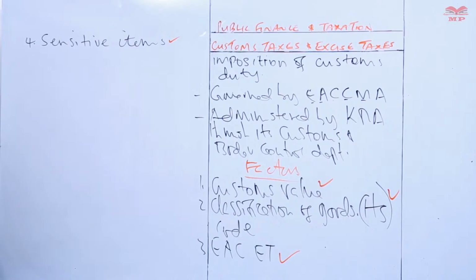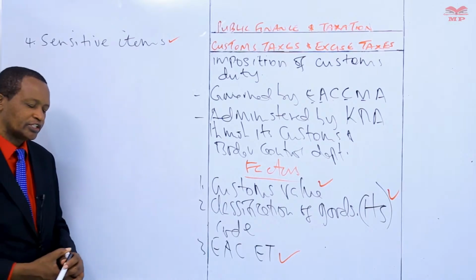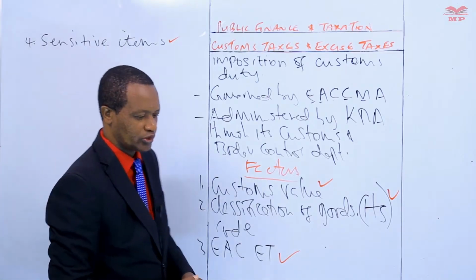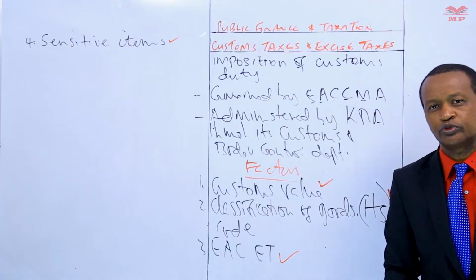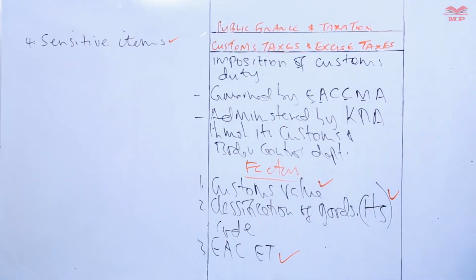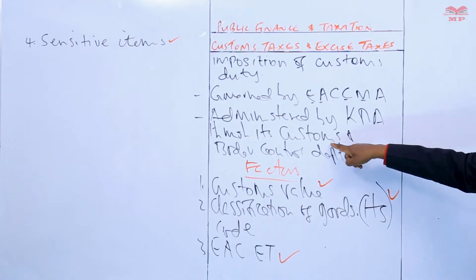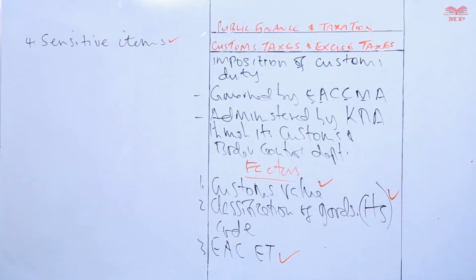So that's the end of the lesson, candidates. And in closing the lesson, it's important to appreciate that, first of all, under imposition of customs duty, the imposition of customs duty is primarily governed by the East Africa Community Customs Management Act and administered by Kenya Revenue Authority through its Customs and Border Control Department.